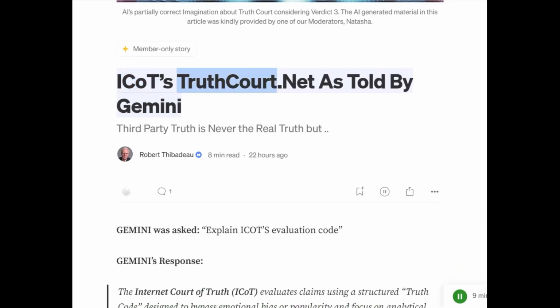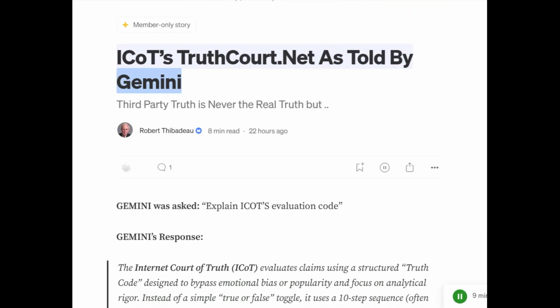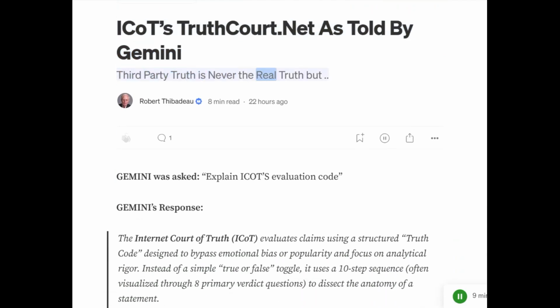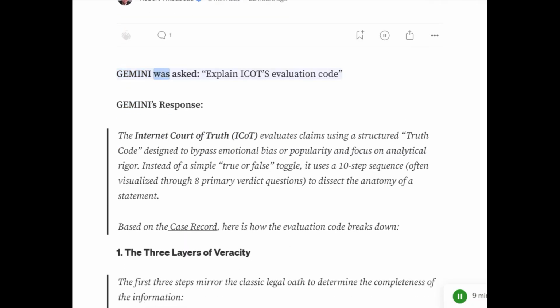ICoT's truthcourt.net as told by Gemini. Third-party truth is never the real truth, but Gemini was asked, explain ICoT's evaluation code.